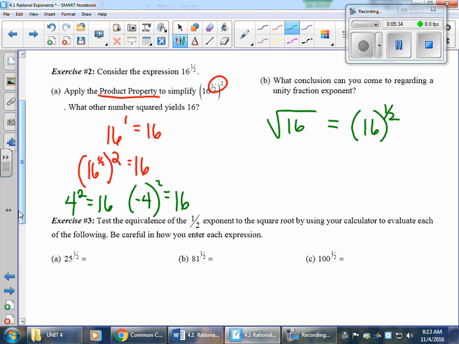If you're an honors kid, then you probably worked on this a little bit in Algebra 1. But that 1/2 means square root. Now I'm going to remind you that when there's nothing sitting here, we assume that it's a 2. It's a square root.